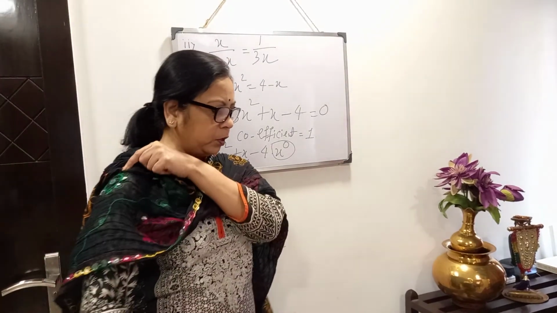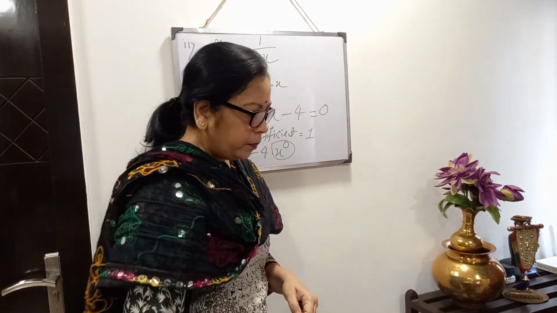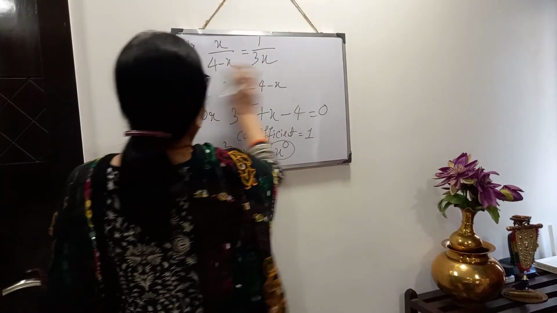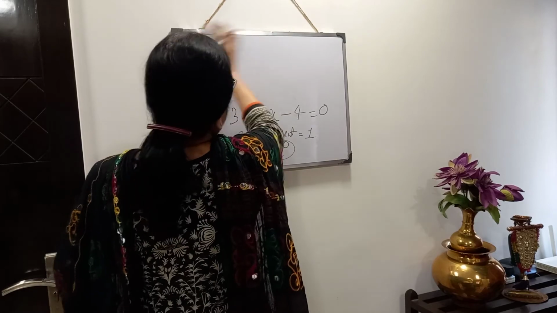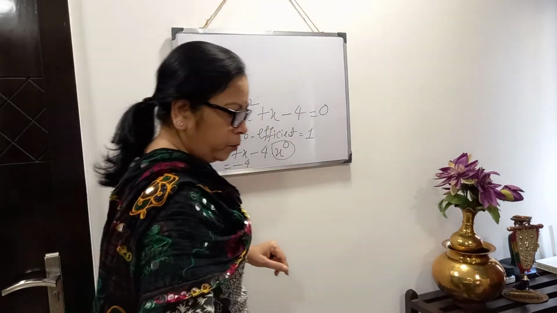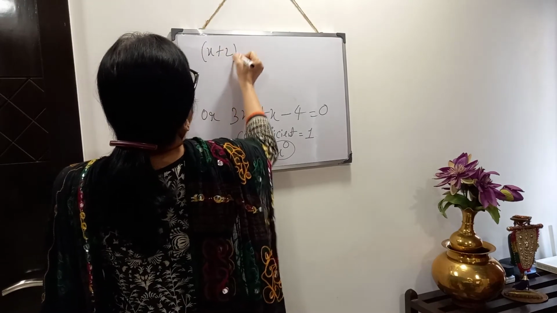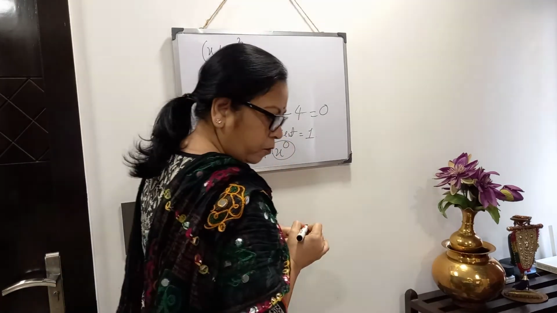Next one you can do yourself. Number 4, very easy. You will open the bracket. I am writing, you will do yourself. Everything I will not do. You have to practice it at home. So you see, this is given. What to do I am telling. It is given in this form.